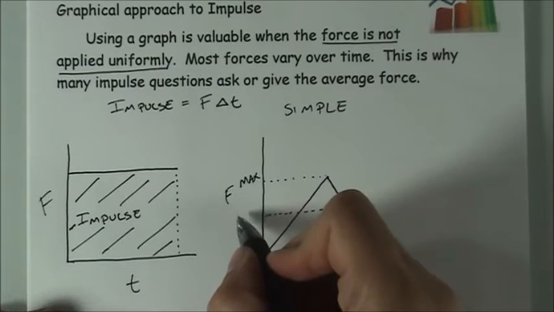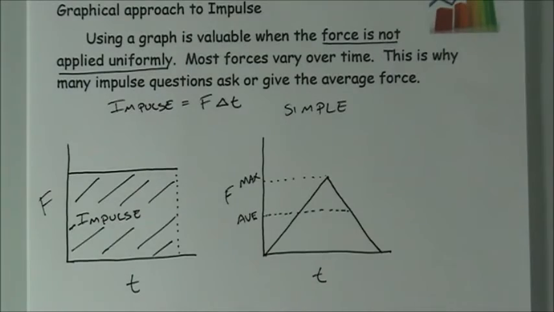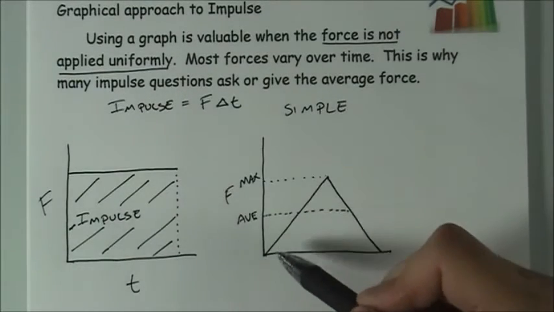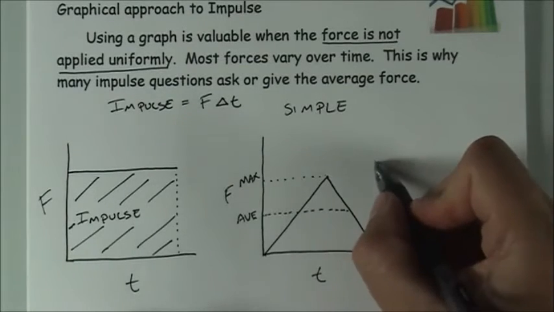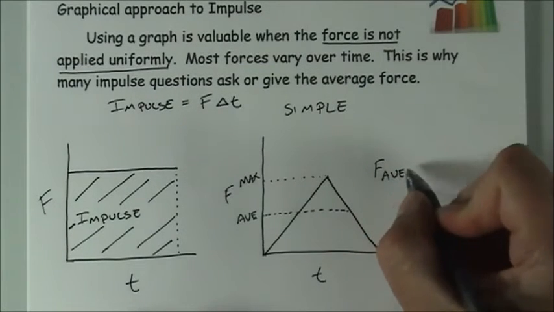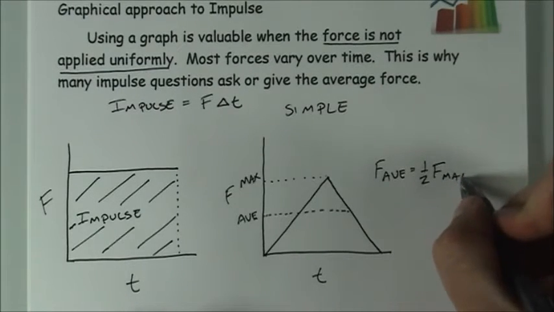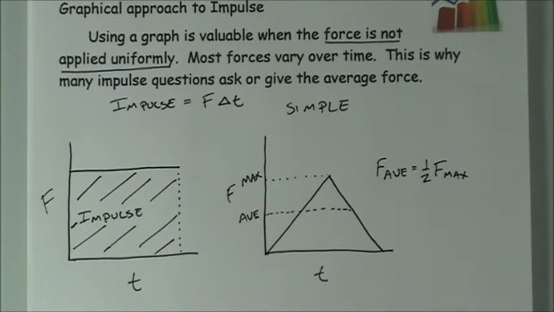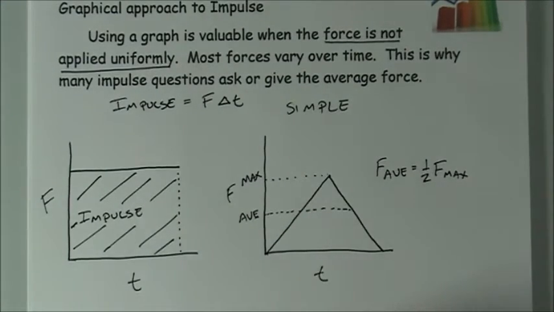And we would call this the average force. In a simple linear situation like this, there's a relationship between the maximum and the average, and that is that F average is equal to 1/2 of F max. This only works in this simple situation because the force rose in a steady manner.